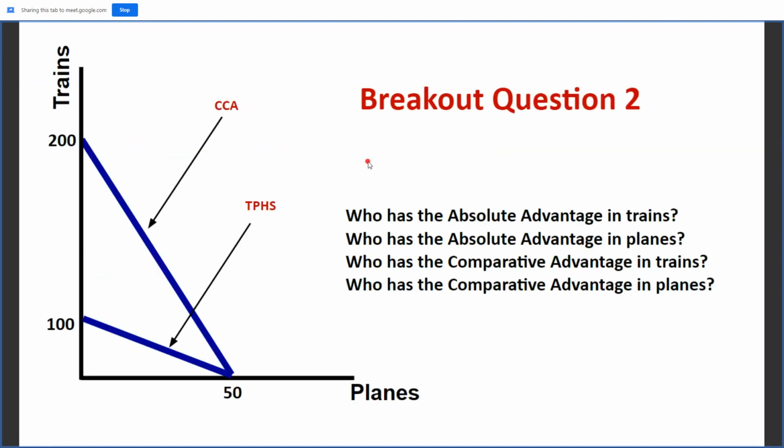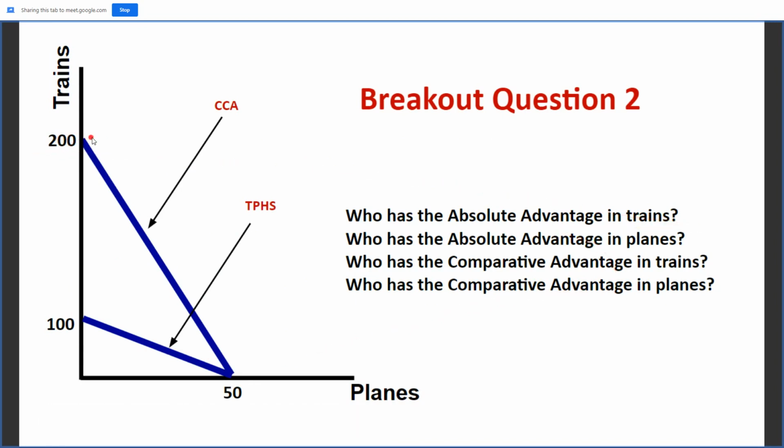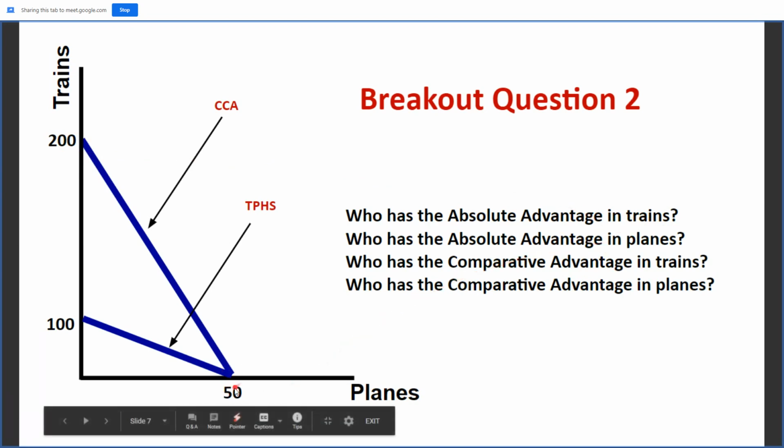Go over here. And we have a production possibility curve. So here we're going to use the intersections on our axes. Absolute advantage in trains, that's going to go to CCA. Absolute advantage in planes, nada. Nobody had it because we both produced the same amount, 50. So I would just say none.